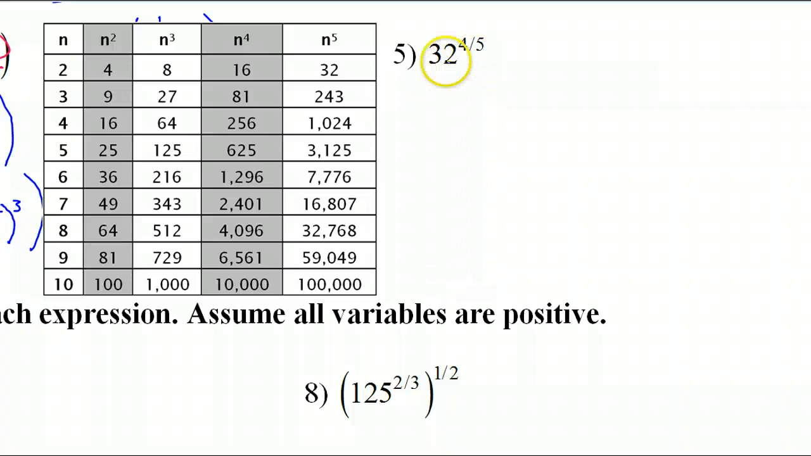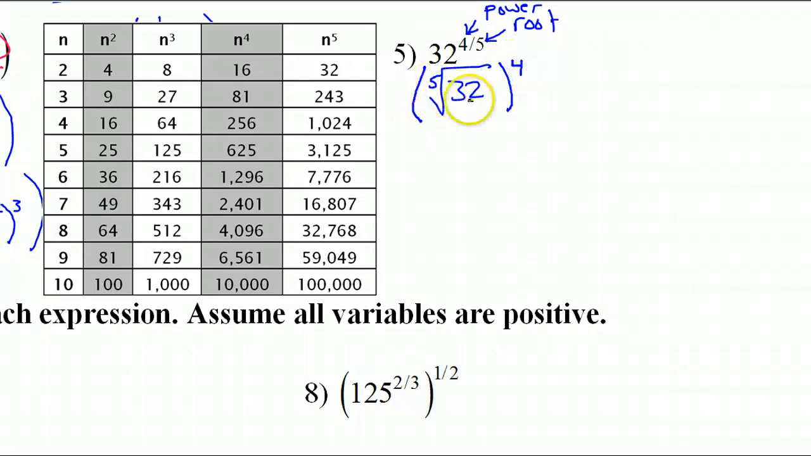Once again, let's rewrite this in radical form. So once again, 4 is the power and 5 is the root. Oh, looks like we're writing the word out now. So there's our 5th root, and now here is your 4th power. Okay, 5th root of 32.